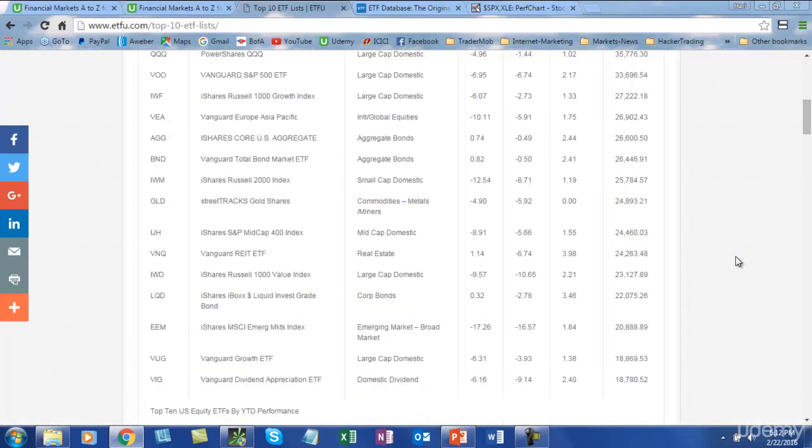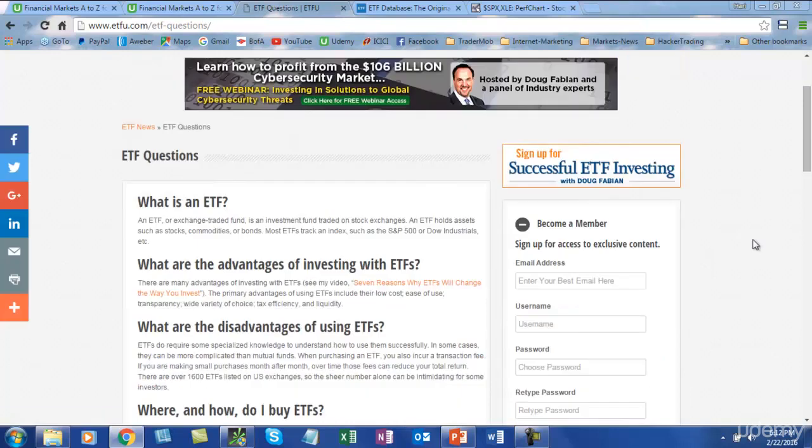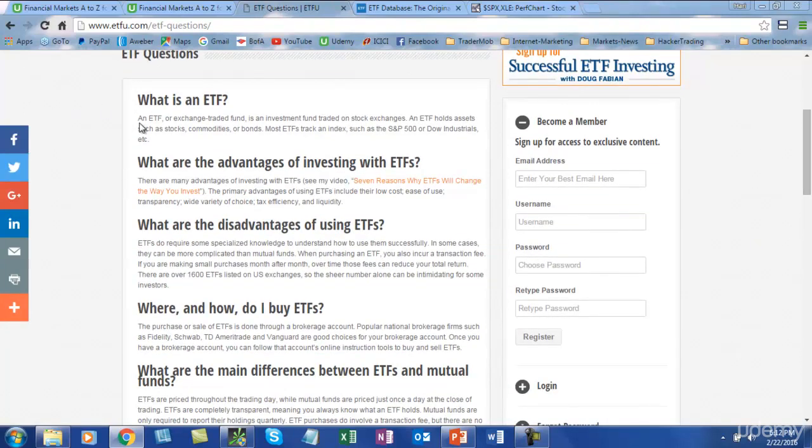So on this site, they also have an ETF database. So here, let's first look at ETF questions so we understand what these are. So what is an ETF? An ETF is an investment fund traded on stock exchanges. An ETF holds assets such as stocks, commodities.